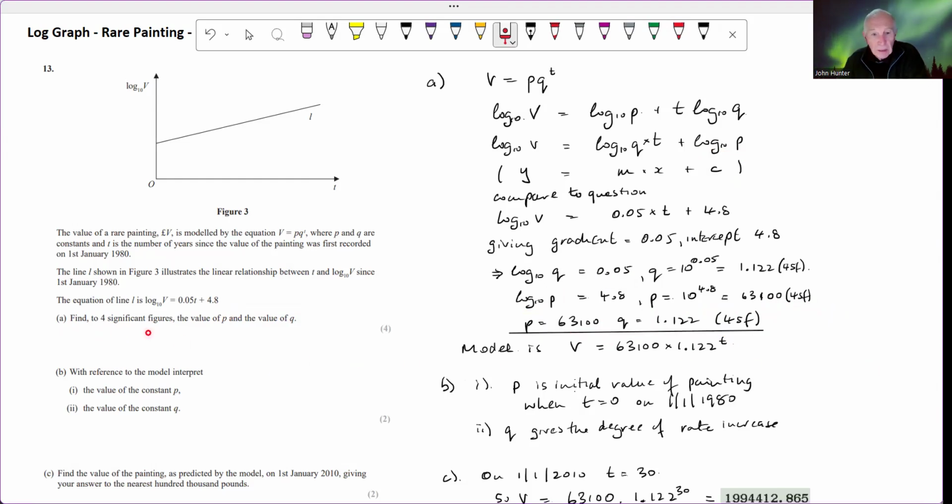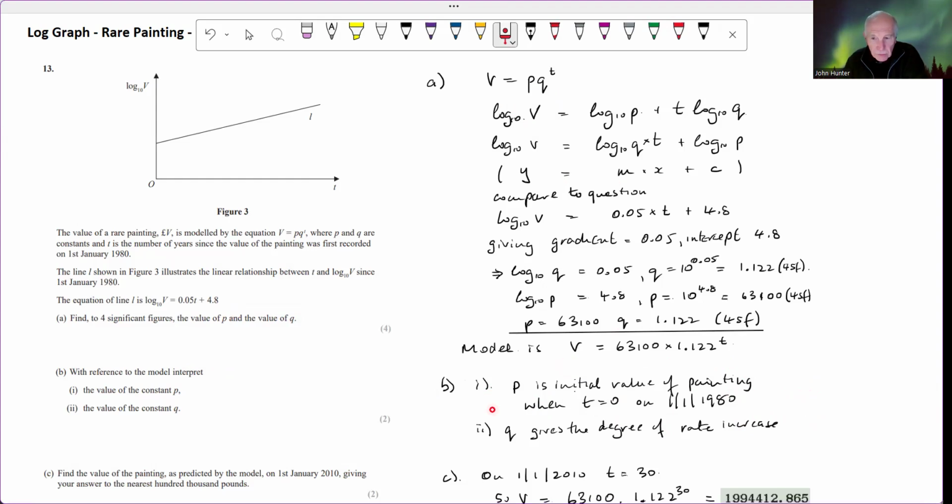So that is basically part A. With reference to the model, interpret p and q. Oh, and incidentally, that therefore is the kind of resolved model. This is the general form. This is the particular form of it with our constants found out. Resolved.